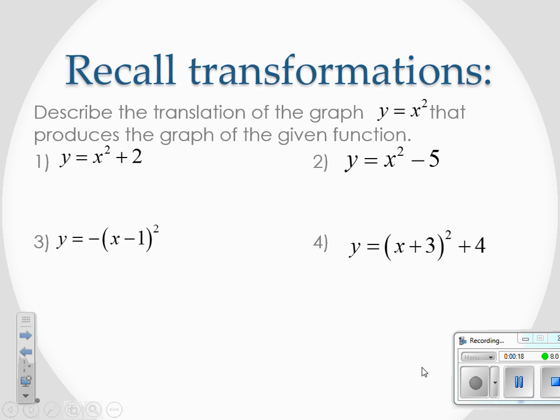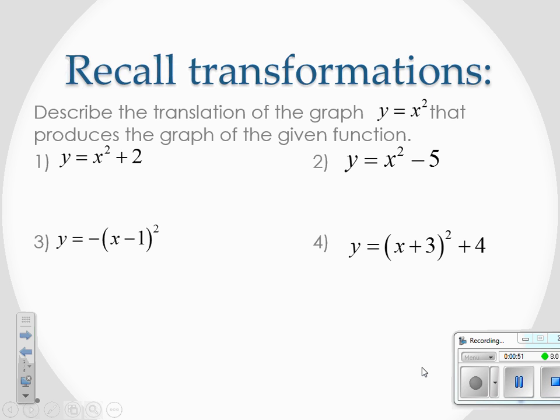So remember when we graphed parabolas and we had the parent function y equals x squared? We always talked about what would happen to the graph if we added 2 or subtracted 5 or whatever we were doing to the graph. How would the graph change? Where would it move? Where would it transform to? So let's talk about each one of these, 1 through 4, and find out what is happening to the new graph. Okay, so number 1, y equals x squared plus 2.